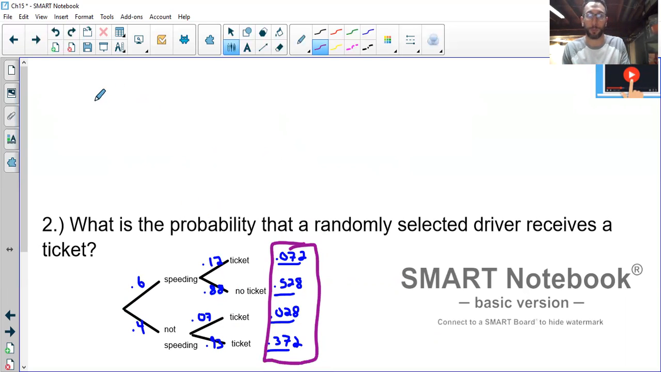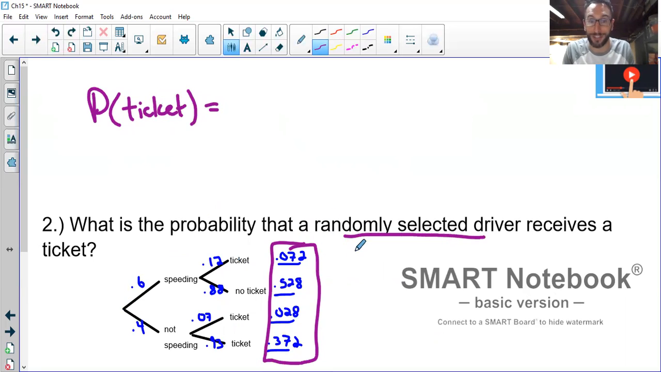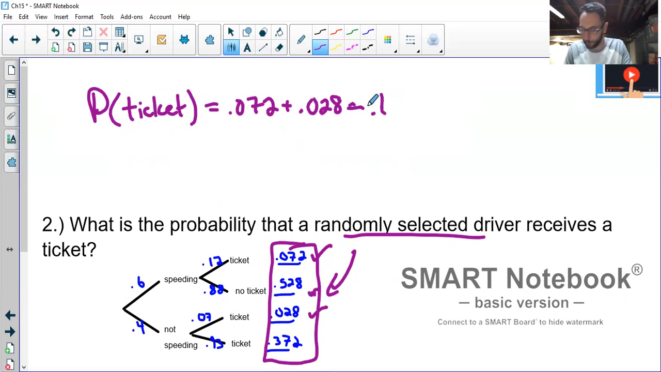For instance, number 2, we want the probability that some randomly selected driver receives a ticket. We're just looking at a randomly selected driver. I just mentioned a second ago, we're just going to use these purple numbers. So we want to look at which ones get a ticket. So that's going to be here or here. So we got 0.072 plus 0.028, which gives us, I think, 0.1. Let me check. It does.